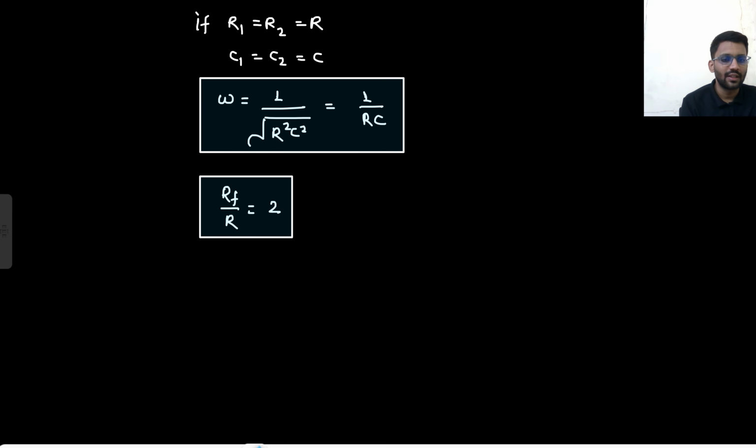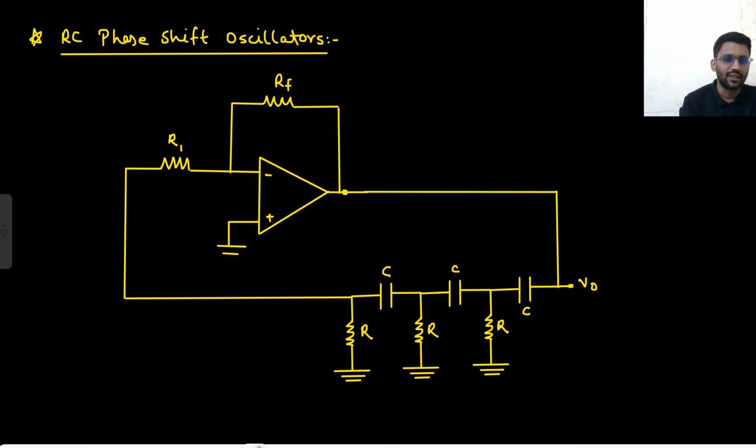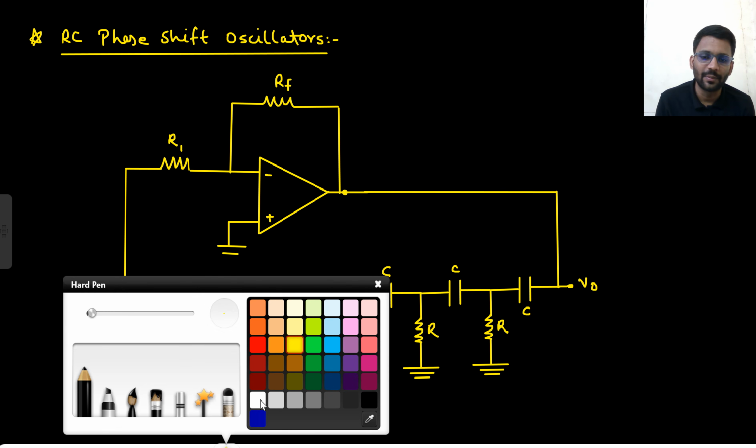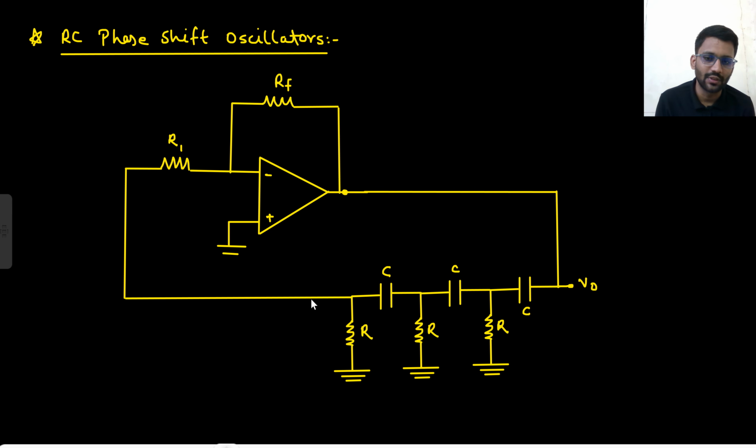Now we are going to study RC phase shift oscillators. So this is the output. Certainly this would be the feedback, and this is the feedback. From here to here, this is also output. So from here to here, this is the forward path.